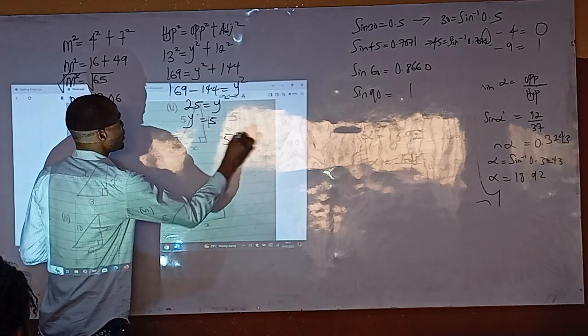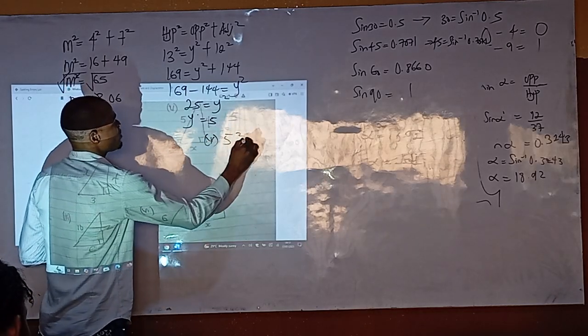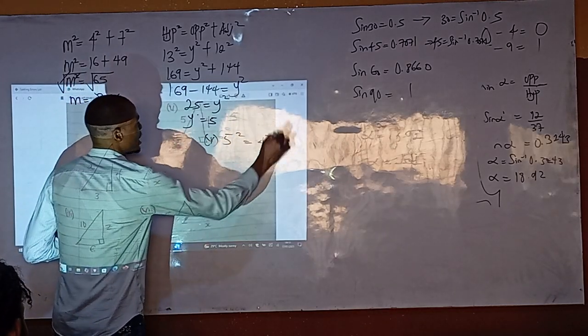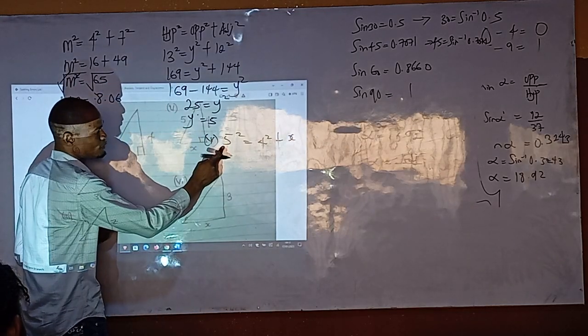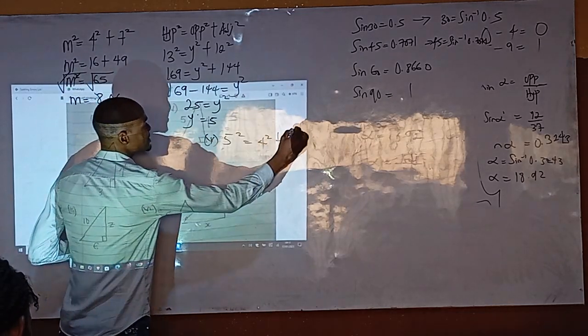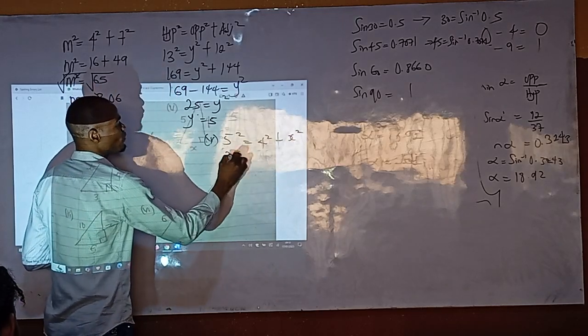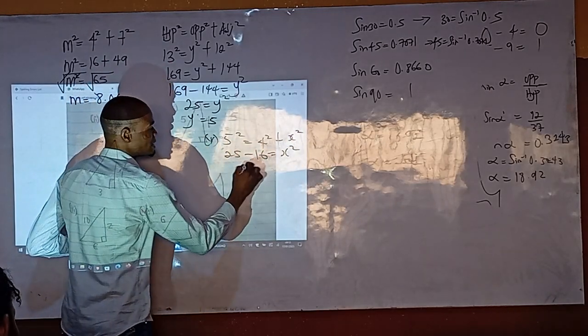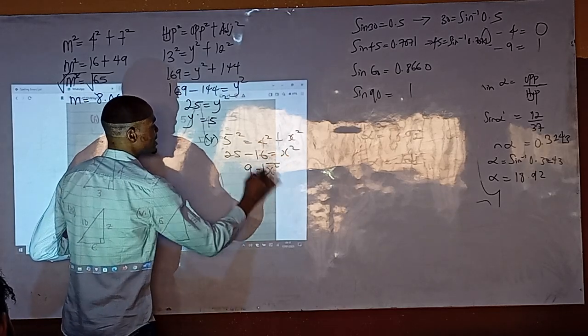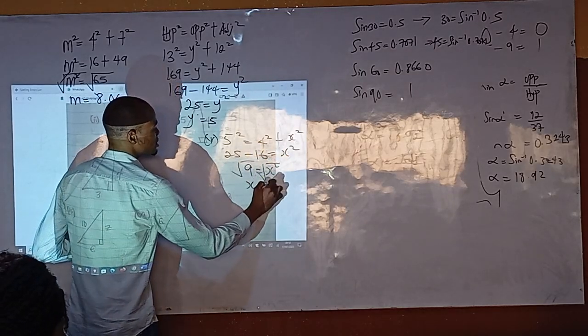So 5 squared equals opposite 4 squared plus adjacent x squared. Hypotenuse is 5, opposite is 4 squared, adjacent is x squared. Now that's 25 minus 16 equals x squared. This is now 9, so 9 equals x squared. Square root both sides, x equals 3.